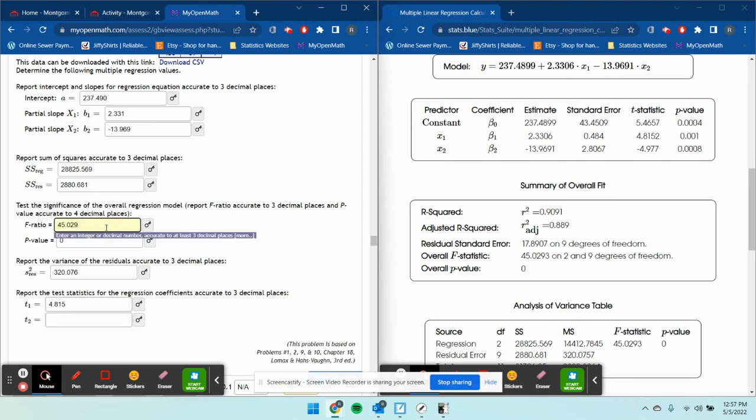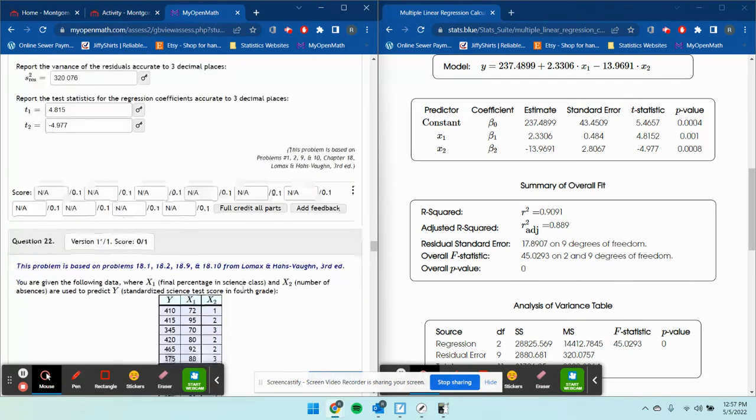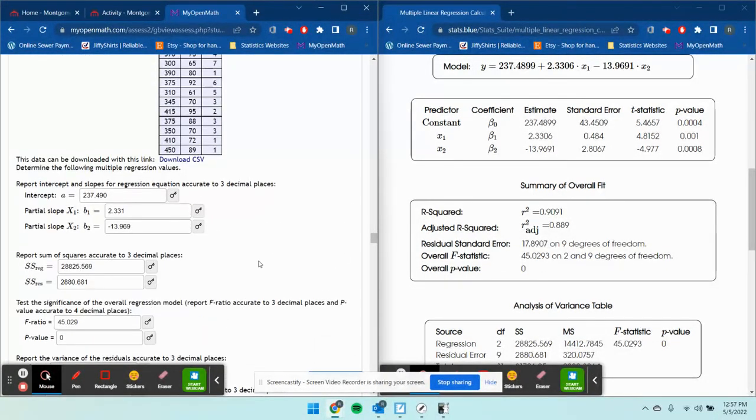And this one will be 0.9. And then this one will be negative 4.977, 3 decimal places. And that's it. You're pulling all these values straight from your Stats Blue output.